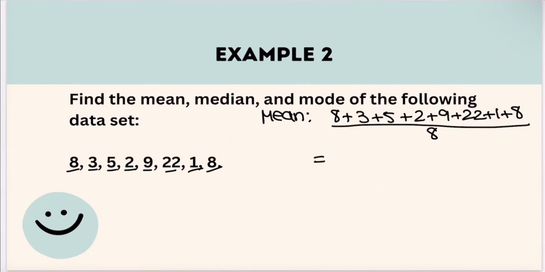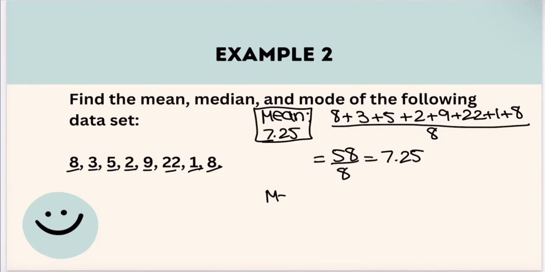So now let's add up all the things in the numerator, and please feel free to use a calculator for this. It's very common, very standard in any sort of statistical unit to be allowed a calculator. 8 plus 3 plus 5 plus 2 plus 9 plus 22 plus 1 plus 8. If I hit equals on that, I get 58, so 58 over 8. If I divide by 8, I get 7.25 on my calculator. So therefore, the mean is 7.25. So that's our first one.